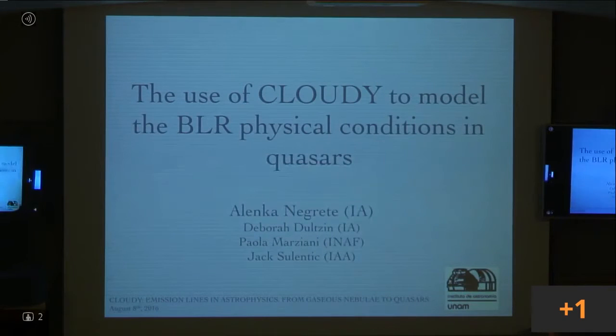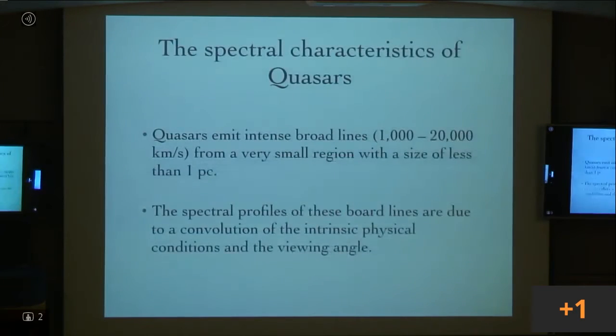Okay, well, all these days about quasars, and I'm going to talk about the use that we did of Cloudy to model the broad line region physical conditions in quasars. And as you already know, from Martin's talk, quasars emit in a very, very small region, and type 2 quasars emit very broad lines from type 1, from 1,000 to 20,000 kilometers per second.